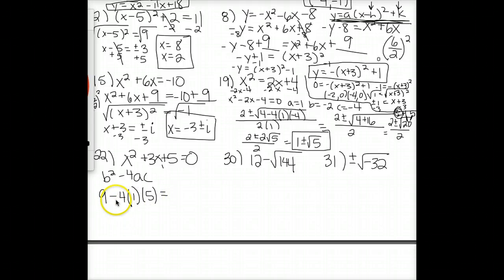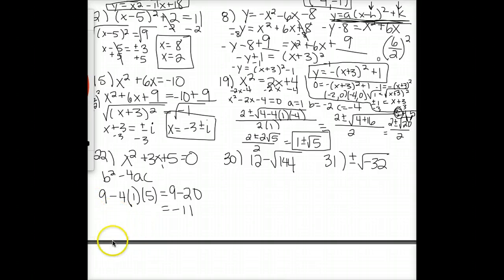So this gives me -20, so 9 minus 20, which is -11. So -11 is the discriminant. Then I need to use it to list the number of real solutions.